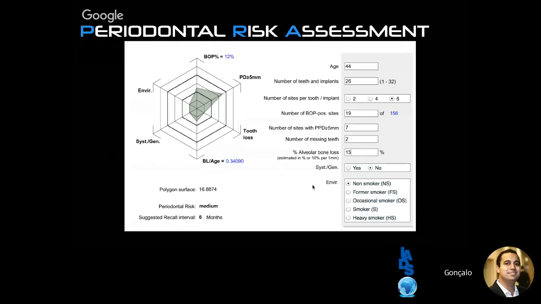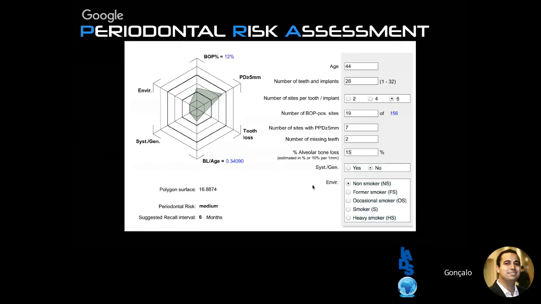What it basically does is you can use your patient's information like age, number of teeth, the areas with bleeding, and the percentage of alveolar bone loss. With all these factors, you can evaluate the periodontal risk of your patients. This tool is mainly useful to evaluate the recall visits of our patients.